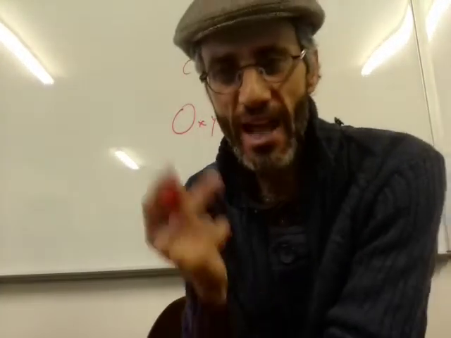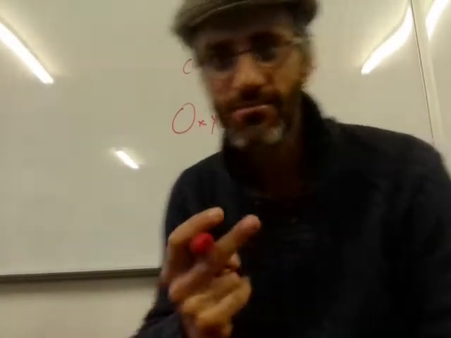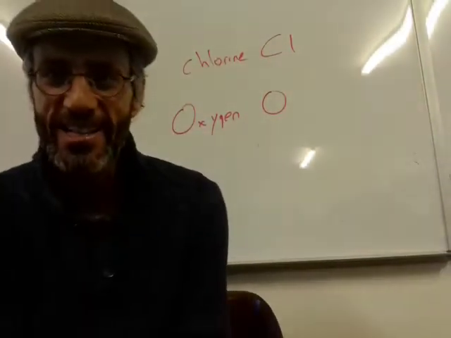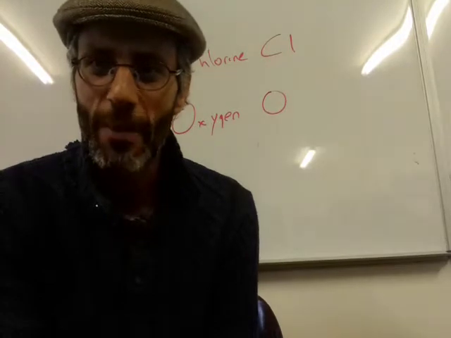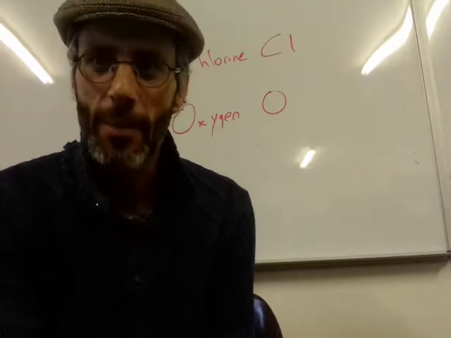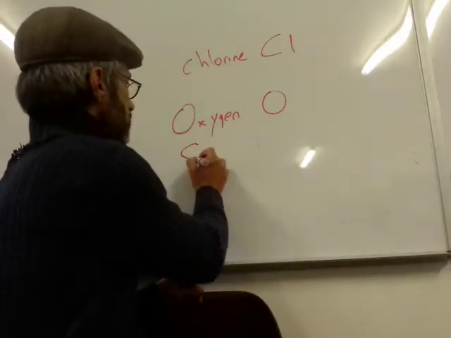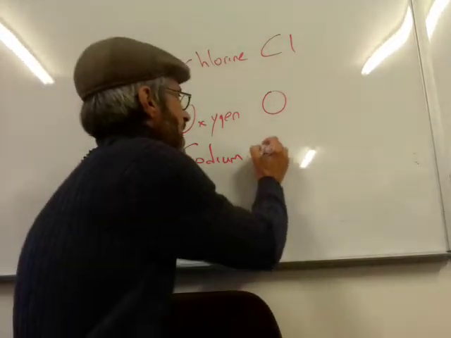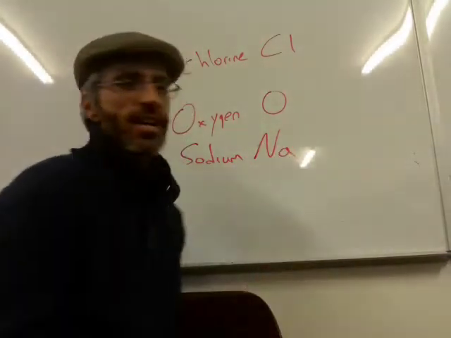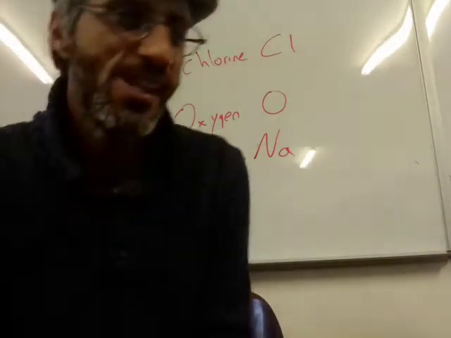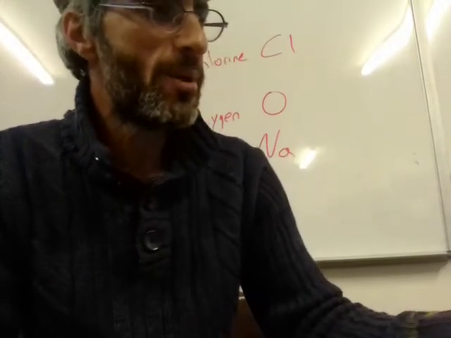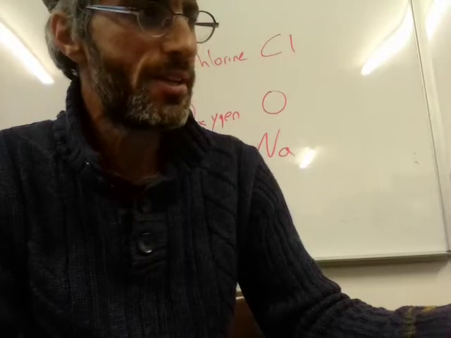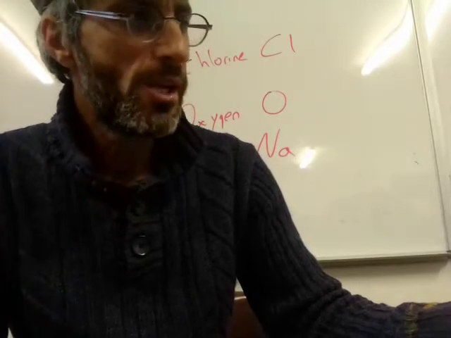Okay? If it has a second letter, it will not be capital. The first letter is always a capital. So sodium, for example, okay? Sodium is capital N, and little a. Okay? Anyway, so you write down the element's symbol and the name.